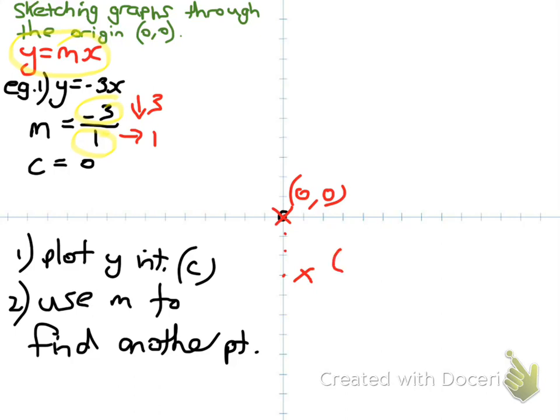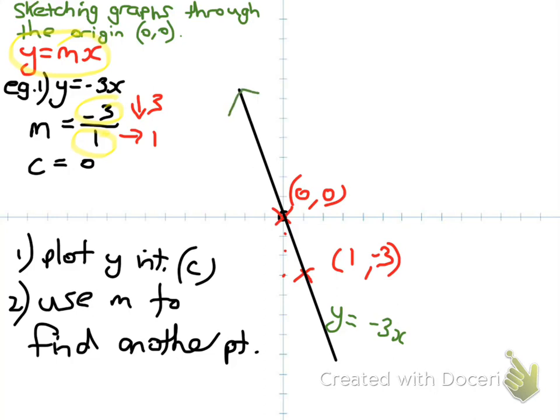I label that second point as a coordinate, knowing I've just come across to x is 1, and I've dropped down to y is minus 3. I now go and try and draw a nice straight line, we'll see how we go, that goes through those particular points. That's how I sketch it. I now go back and write the equation y equals minus 3x. I should have arrows on the end of my graphs as well to show that it goes on.